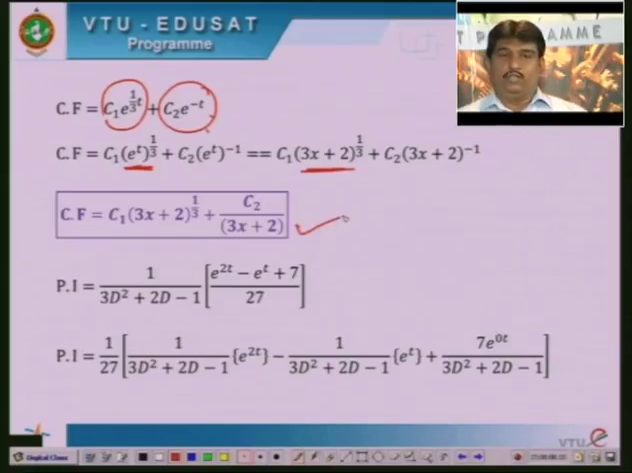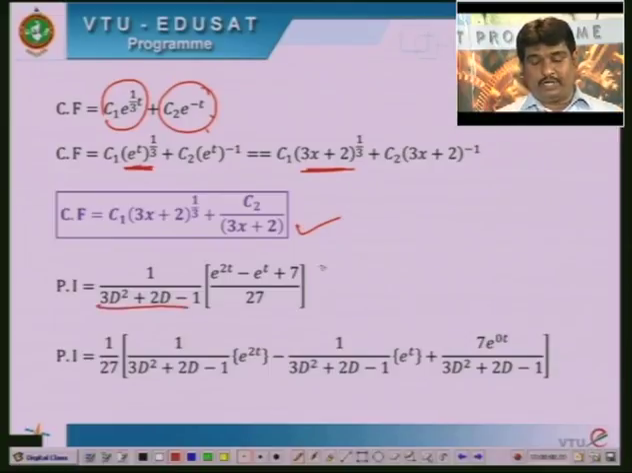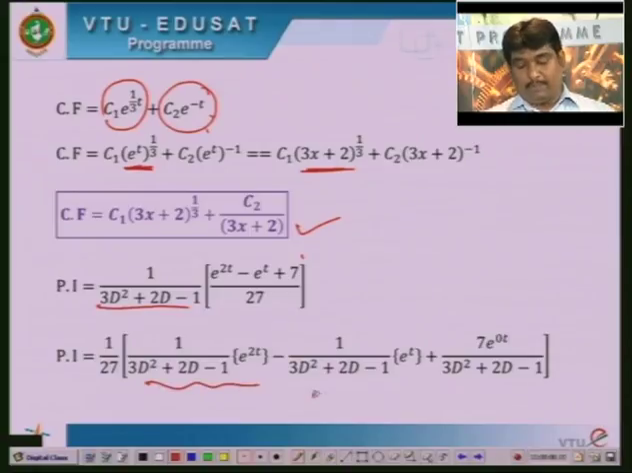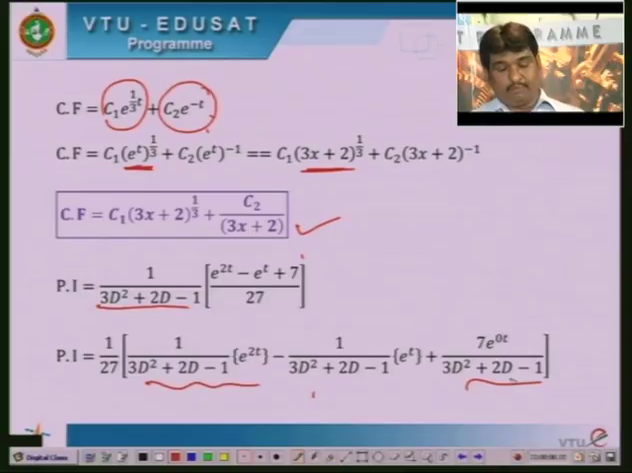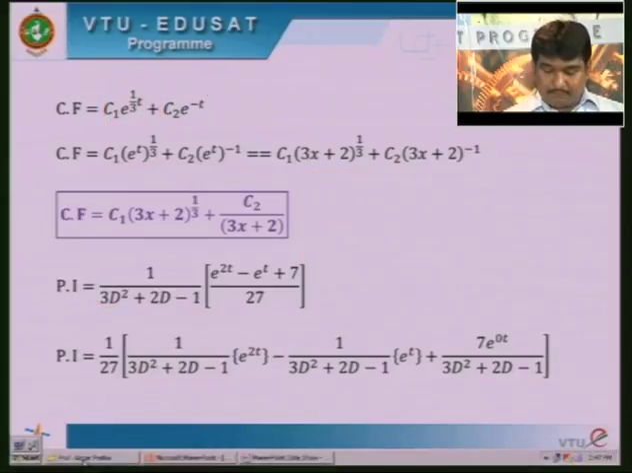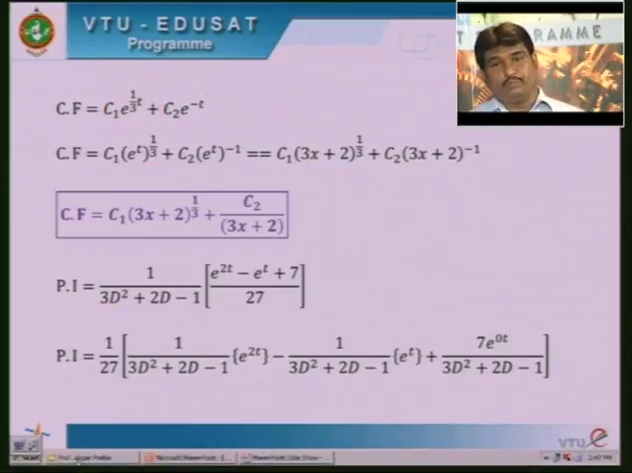Let me find PI now. PI is 1 over f of D operated on phi of t, (e to the power of 2t minus e to the power of t plus 7). So apply on all the three terms: e to the power of 2t by 27, 1 by (3D square plus 2D minus 1) operated on e to the power of t, plus you can write the constant 7 as 7 into e to the power of 0t.